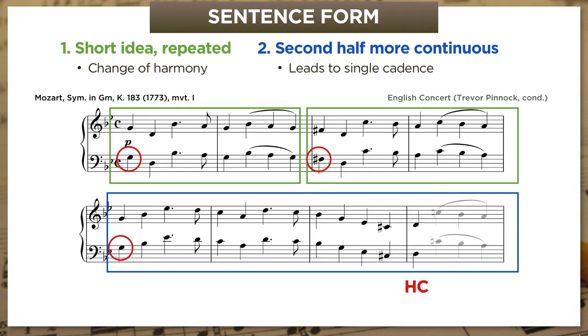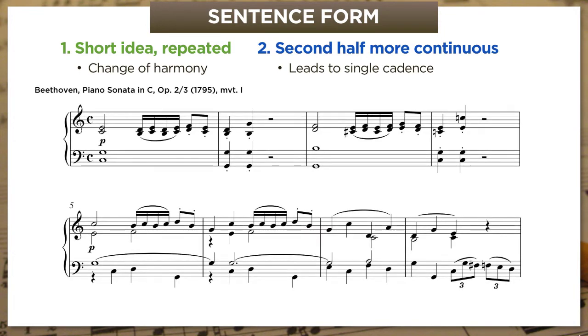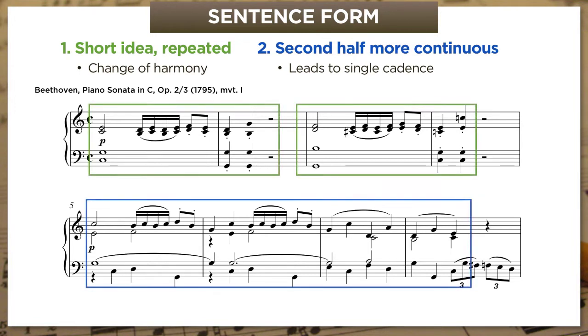So before we turn to period form, I want to look at just a few more sentences to make a few additional points. Here is the opening of Beethoven's third piano sonata, which you may remember from our last video. Well, now you're in a position to recognize this is actually a sentence form, one that ends with an IAC at the end.